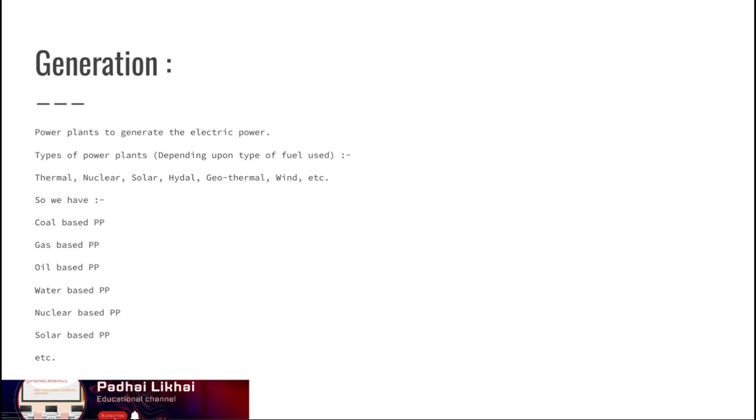So we have coal-based power plants, gas-based power plants, oil-based power plants, water-based power plants, nuclear-based power plants, solar, and there are several others like wind also. Water-based is our hydel power plant. Nuclear-based power plants are those which use radioactive substances as the fuel. Coal, gas and oil fall in the category of thermal power plants. Solar is a power plant which is now getting very popular, which is a renewable source of power. Wind is also a renewable source of power.